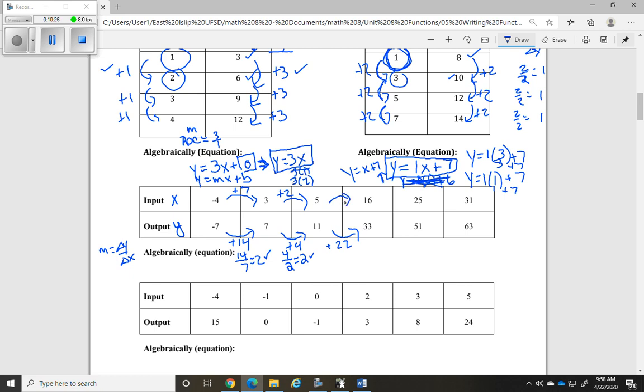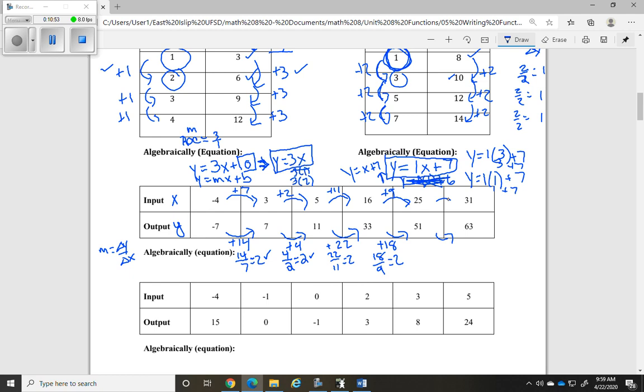From 5 to 16, it went up 11. 22 over 11 is 2. So far, so good. From 33 to 51, it goes up 18. From 16 to 25, it goes up 9. 18 over 9 is 2.